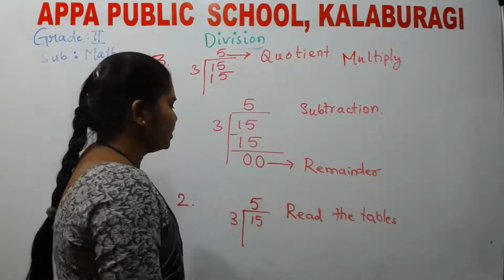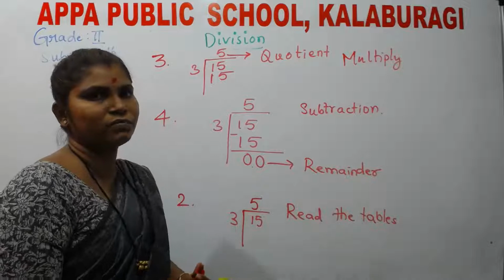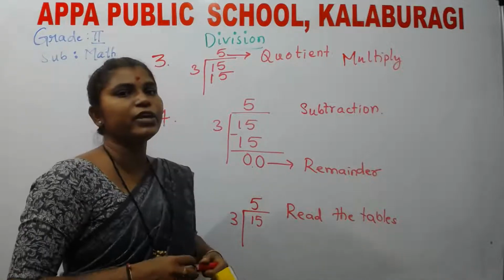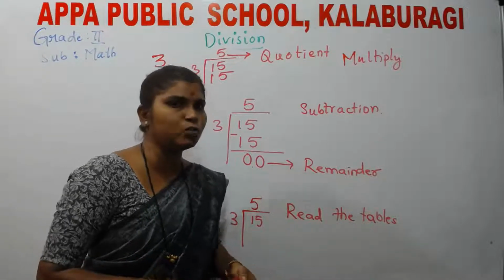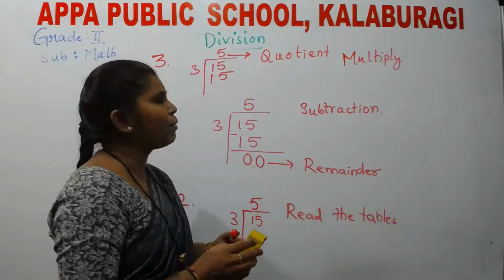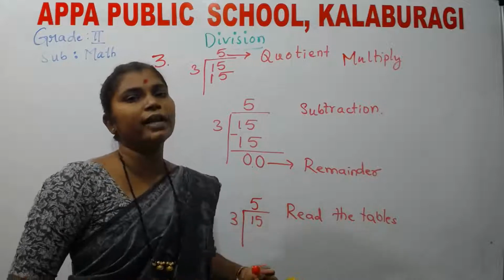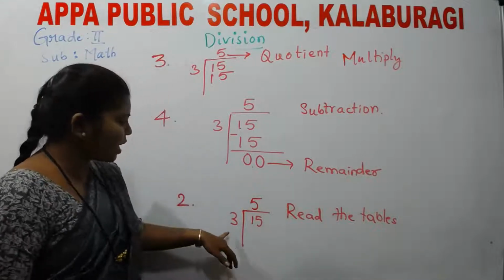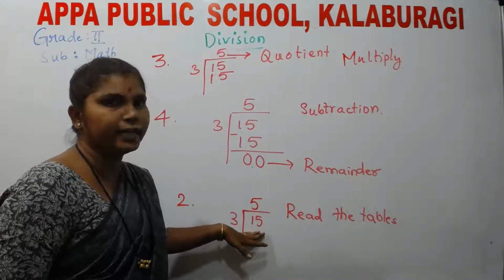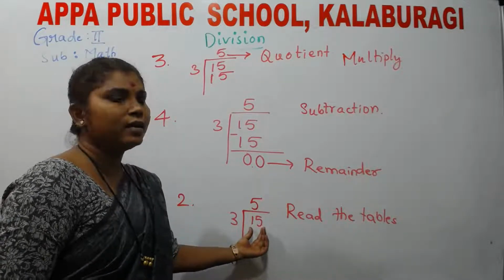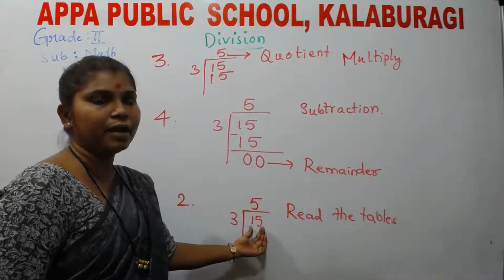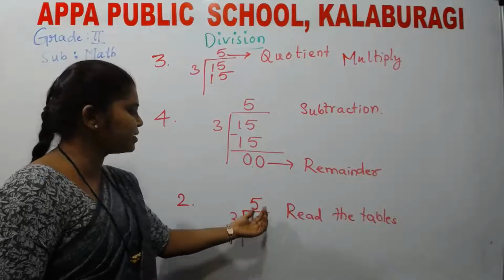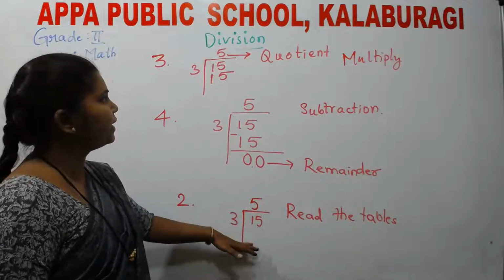Okay. So this is how you follow the steps for long division. What was our first step? The first step was to arrange the numbers we have. So now I have 15 and 3, and we have arranged them. Next, I have to read the tables until I get the number 15. 3 5s are 15.